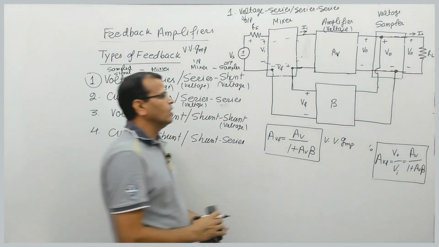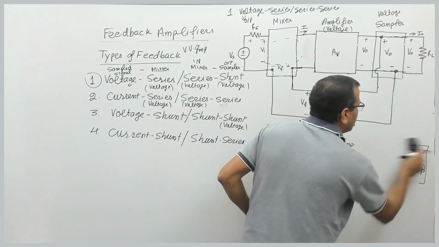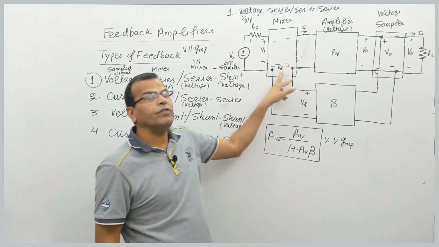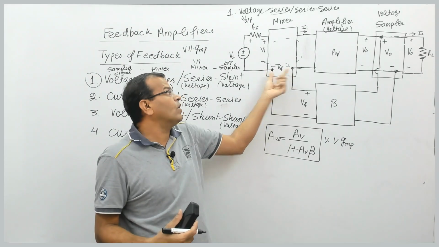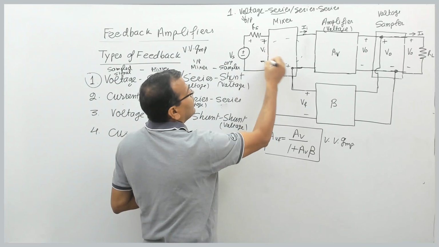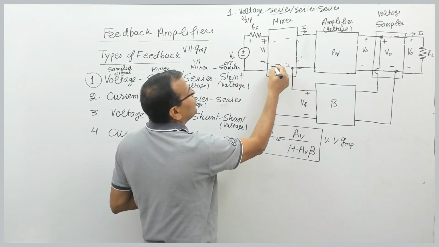Fine. So overall gain, what has happened? Earlier, the gain of this amplifier was AV, but because of this negative feedback, this is called negative feedback. Why negative feedback? If you see, this voltage and this voltage are both opposite in polarity.